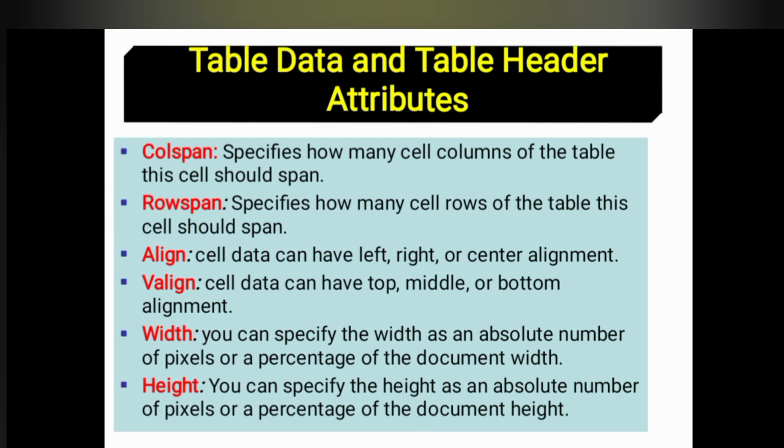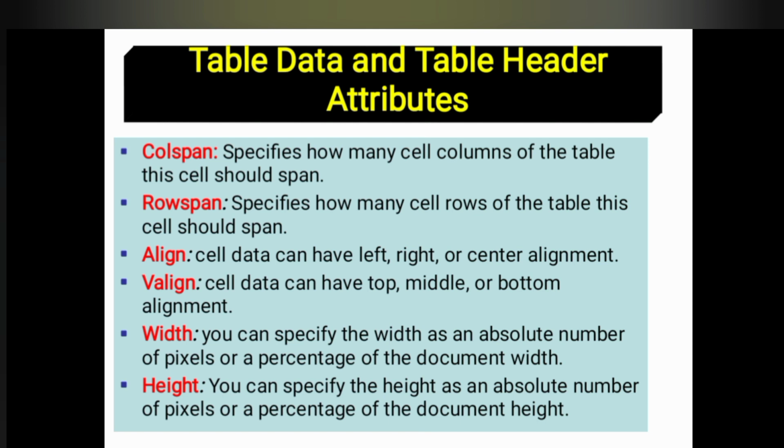Then table data and table header attributes. Col span, that is column span, specifies how many cell columns of the table this cell should span. Then row span specifies how many cell rows of the table this cell should span. Then align equal to, cell data can have left, right or center alignment. Then V align, cell data can have top, middle or bottom alignment.